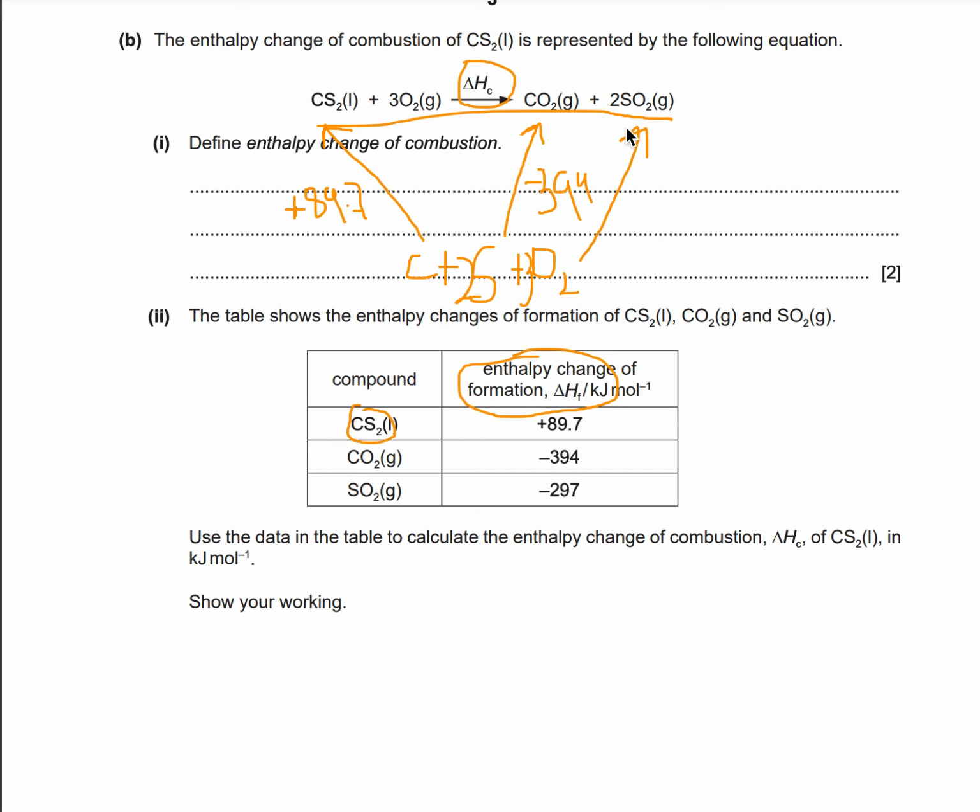Now what do we do? Because it says 2 moles of SO2, so we multiply it. Because this is the enthalpy change of formation, if you look over here, it says per mole. So when there are 2 moles, what do we do? We multiply the number by 2. So 2 multiplied by minus 297.